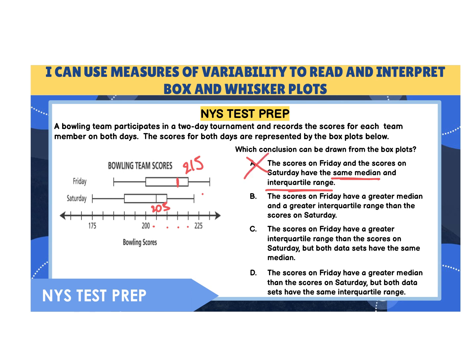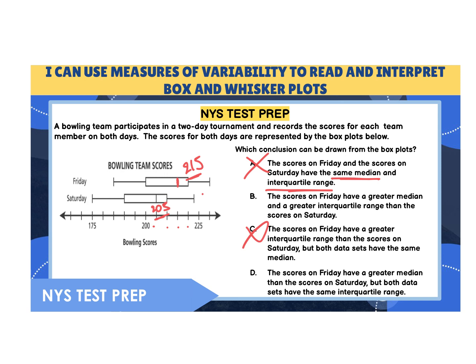Choice B: the scores on Friday have a greater median and a greater interquartile range than Saturday. Well, 215 is greater than 205, so let's leave B for now. Let's see if we can cross out anything else. Choice C says the scores on Friday have a greater interquartile range, but they both have the same median. Same median, we know we can cross that out. 215 and 205 are different. Choice D: the scores on Friday have a greater median, but both data have the same interquartile range.